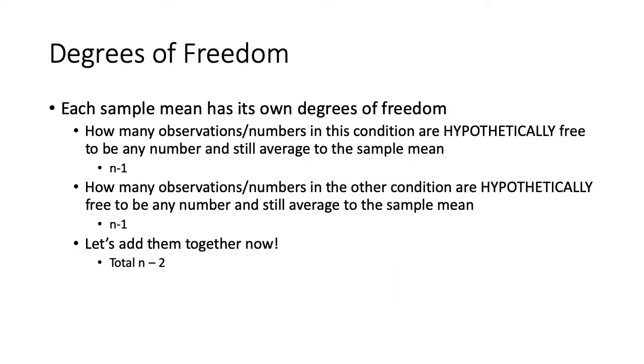We still have degrees of freedom, but now we have 2 specific degrees of freedom. How many observations, numbers in this condition, are hypothetically free to be any number and still average to the sample mean, right? How many observations, numbers in the other condition are hypothetically free to be any number and still average to the sample mean? Let's add them together, and you get the total n, all the participants in your study minus 2. But it's literally, that's it. That's all degrees of freedom is.